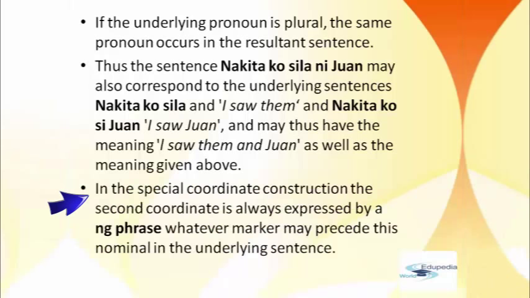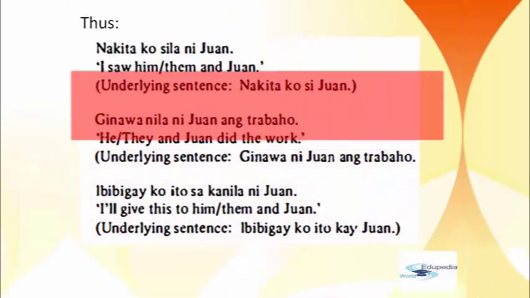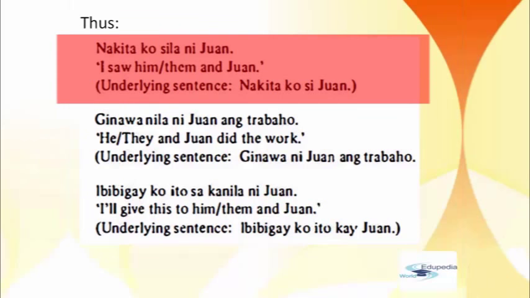In the special coordinate construction, the second coordinate is always expressed by a noun phrase, whatever marker may precede this nominal in the underlying sentence. Nakita ko sila ni Juan. I saw him or them and Juan. Underlying sentence, nakita ko si Juan.